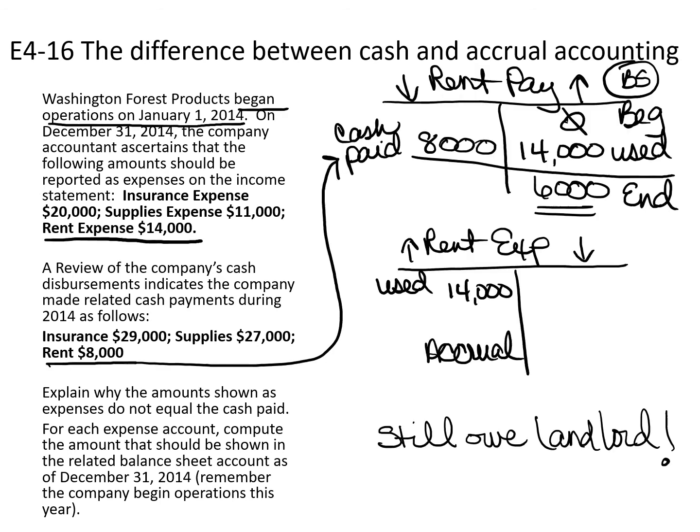Well, the last one is rent. What we see about rent is that the rent expense is $14,000, and that we paid $8,000 in rent. Now, rent payable is a liability account, and I know it had a beginning balance of 0, that we've used $14,000, but we've only paid $8,000 in cash. So we must still owe $6,000 of rent. So we still owe the landlord.